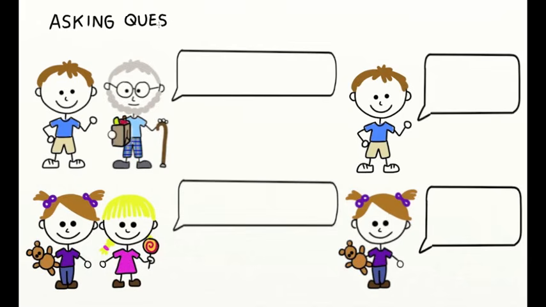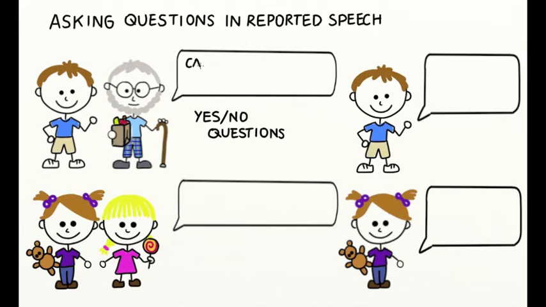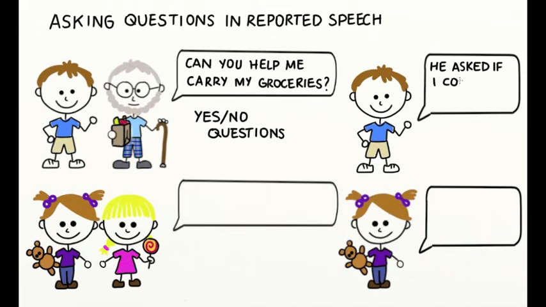How can we ask questions in reported speech? First, let's talk about yes or no questions. For example, can you help me carry my groceries? To change this to reported speech, we must use the word if. He asked if I could help him. Notice the word can changes to could.